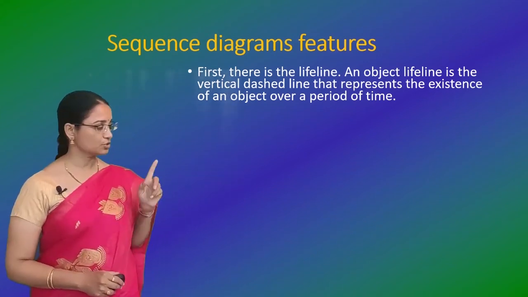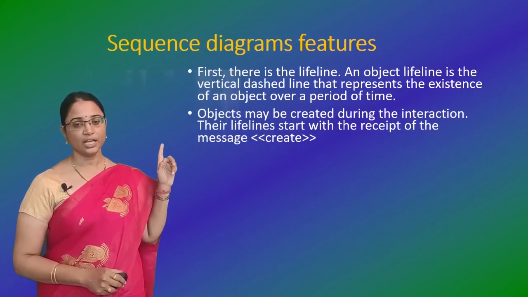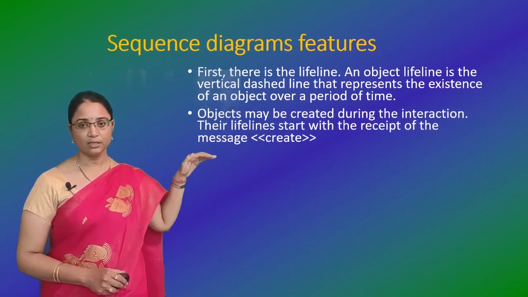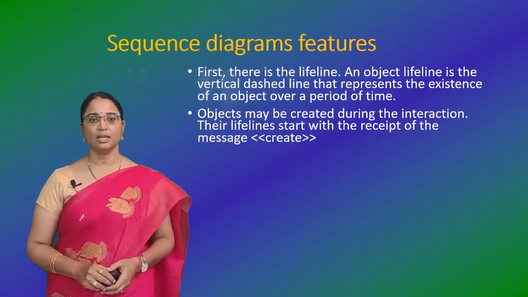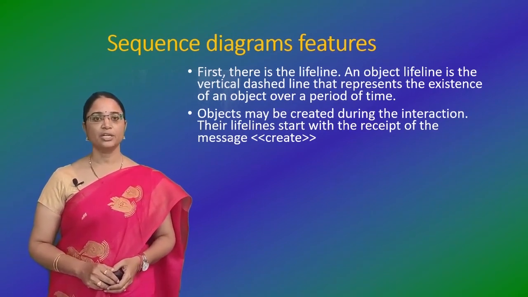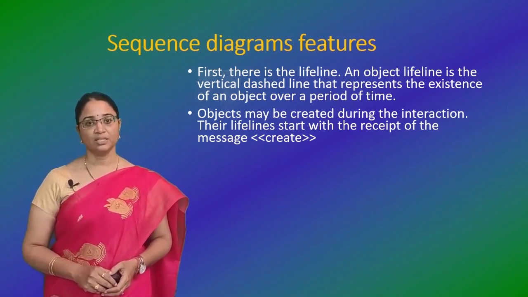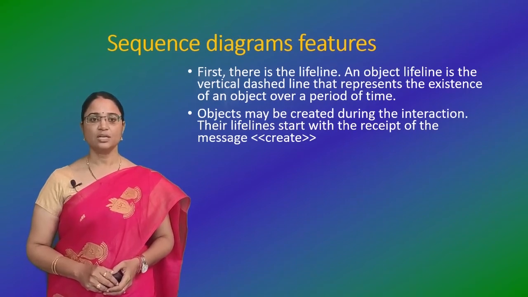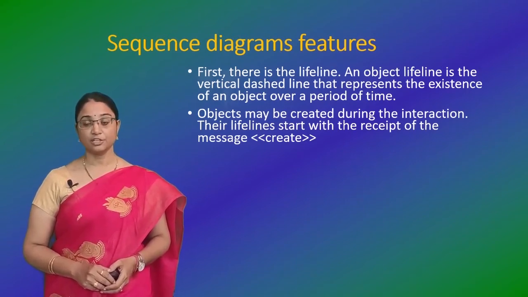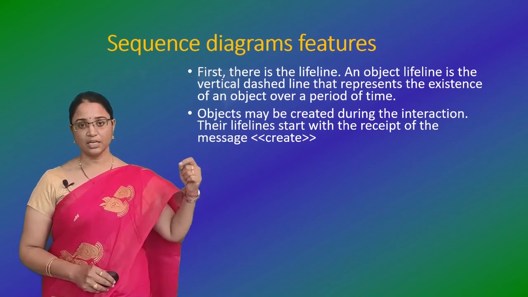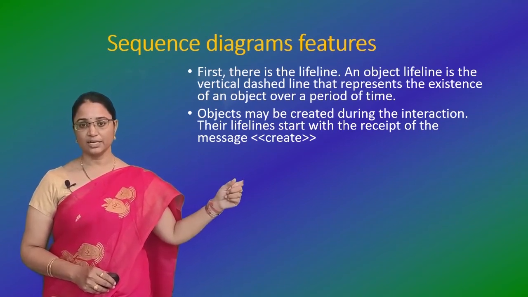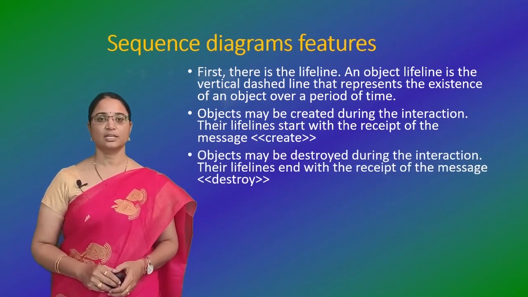So all these objects which are in the communication are taken from the left to the right, and down each of these objects we have the lifeline. Objects may be created during the interaction. Then the lifeline starts with the recipient of the object message create. If you send a create, then automatically the object is created. Below that the lifeline is started.